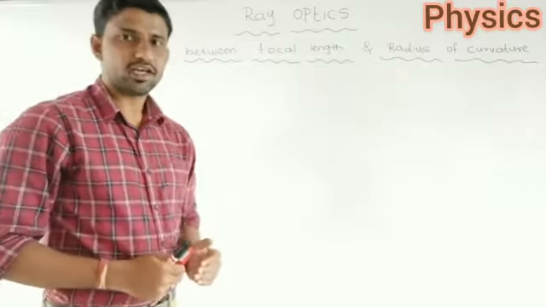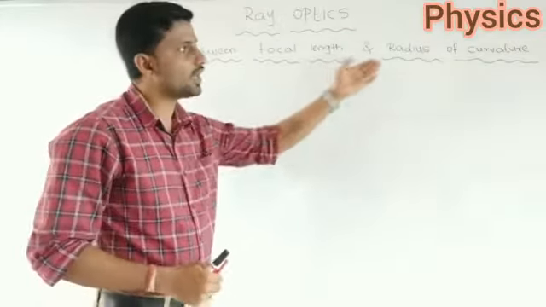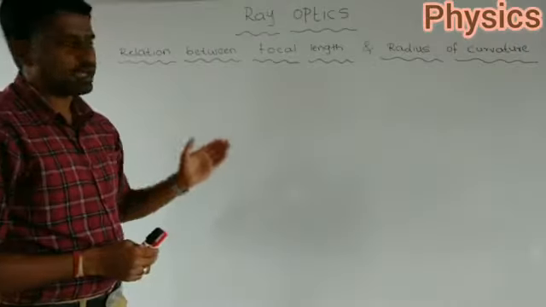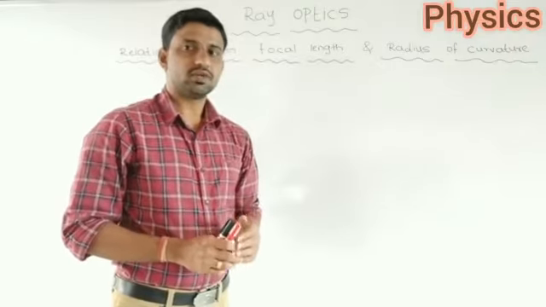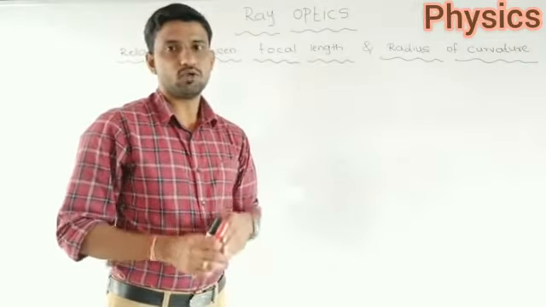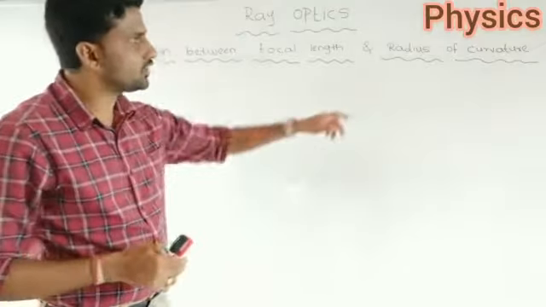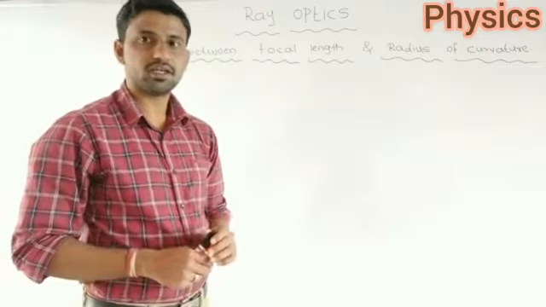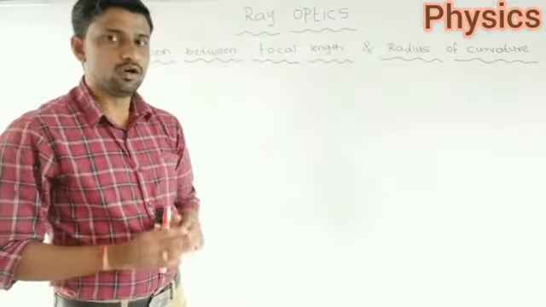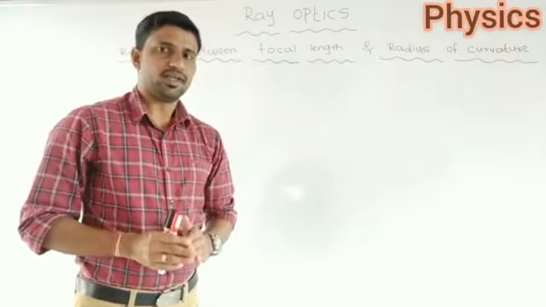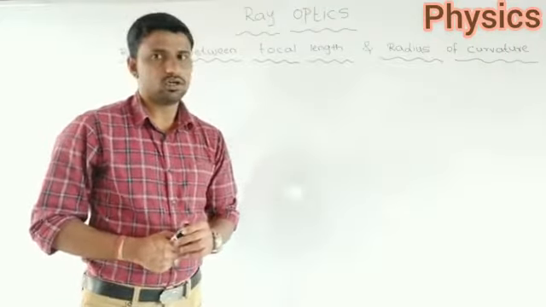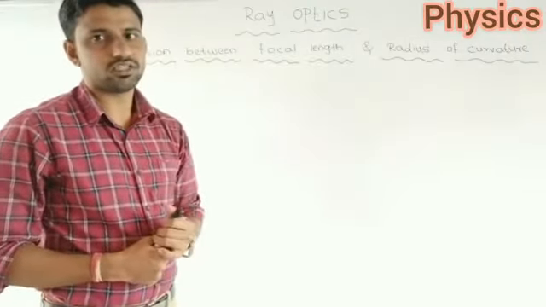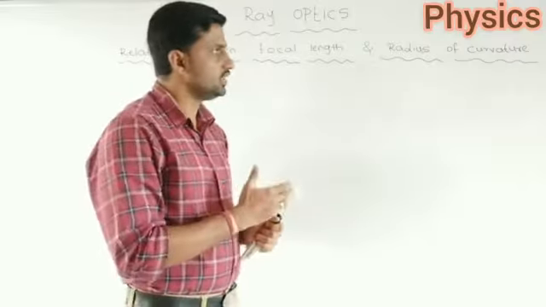Now we will discuss the derivation which gives the relation between the focal length and the radius of curvature of the mirror. So what do you mean by focal length? We already studied that focal length is the distance from the pole to the focus of the spherical mirror. And also we know that the radius of curvature of a spherical mirror is the distance from the pole to the center of the spherical mirror. Then what is the relation between the focal length and the radius of curvature of spherical mirrors? Now let us see the relation.